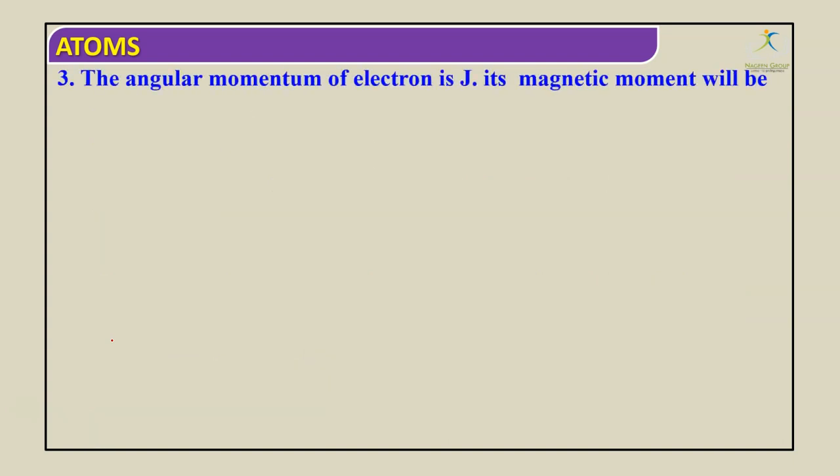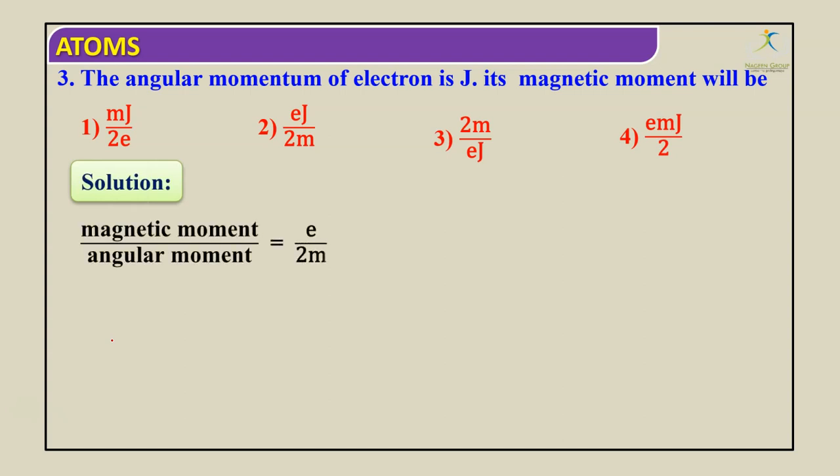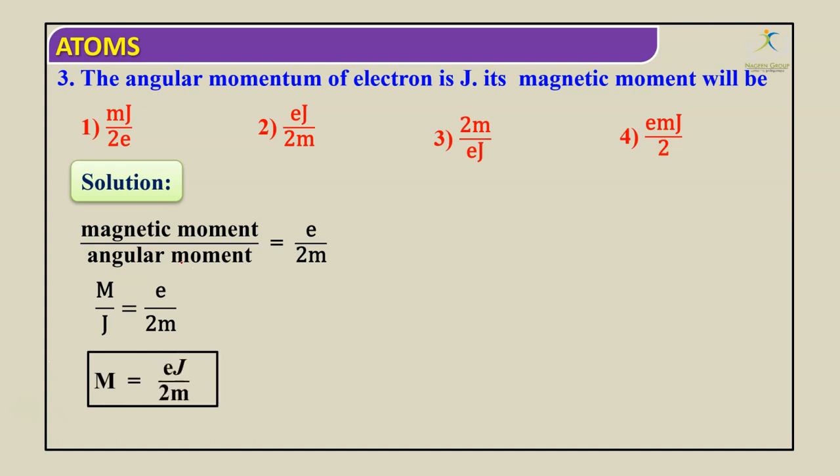Question 3, angular momentum. The angular momentum of the electron is J. Its magnetic moment will be mJ by 2e, eJ by 2m, 2m by eJ, or emJ by 2. So, let's move with the solution part, students. Magnetic moment by angular momentum is equal to e by 2m. So M by J is equal to e by 2m. So from here we get the value of capital M, which is eJ by 2m. Now further we can say the correct option is option 2.